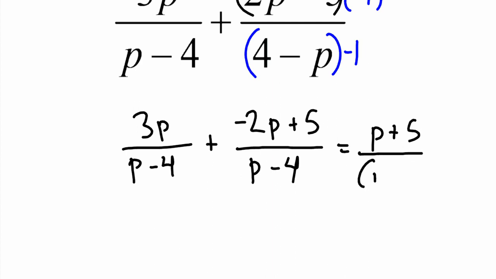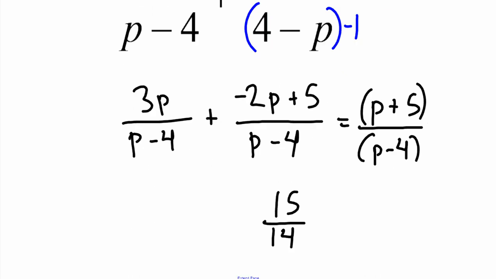Down below is p minus 4. Put parentheses around your grouped expressions so you don't go canceling things that can't be canceled. These p's can't cancel. You can't cancel parts of an expression. That would literally be like if you had the number 15 over 14 and you said, oh, I can just cancel those ones, and 15 over 14 is just 5/4.